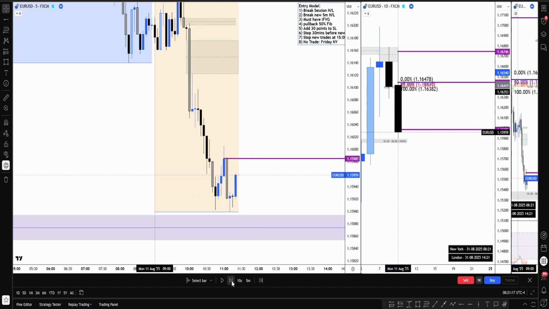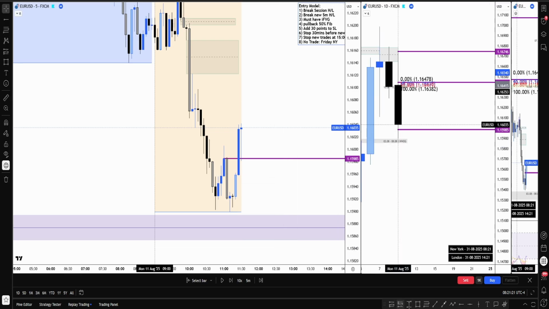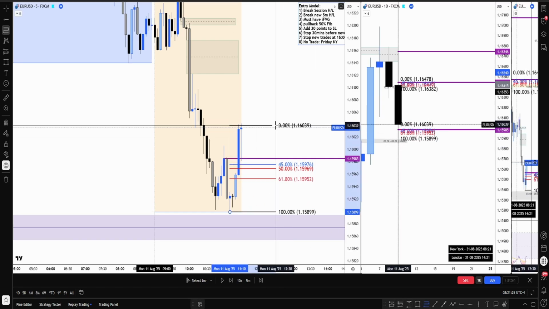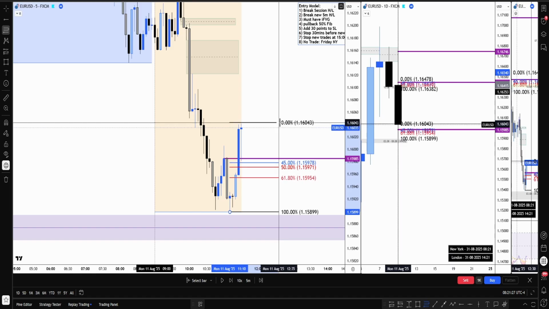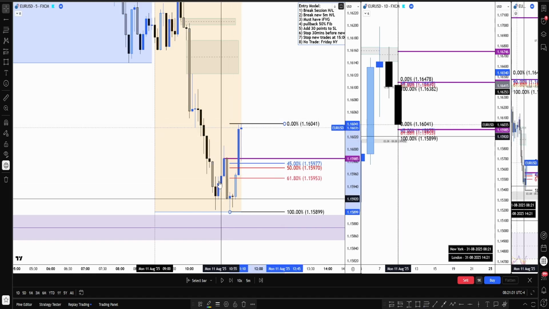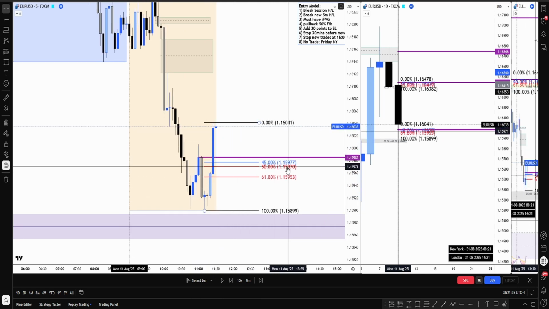Remember, you need to sit and wait. You need to watch price. There we go. Oh, cool. All right, so what happened here? So we closed above, and we got a very good reaction off that order block, but it's not close enough to the 50% level.